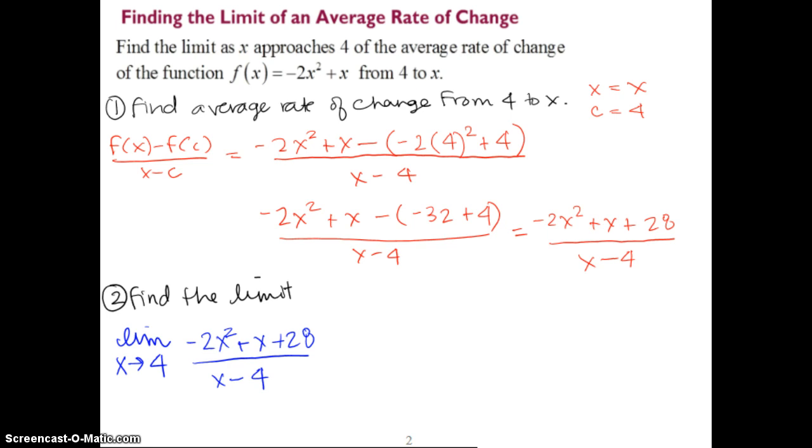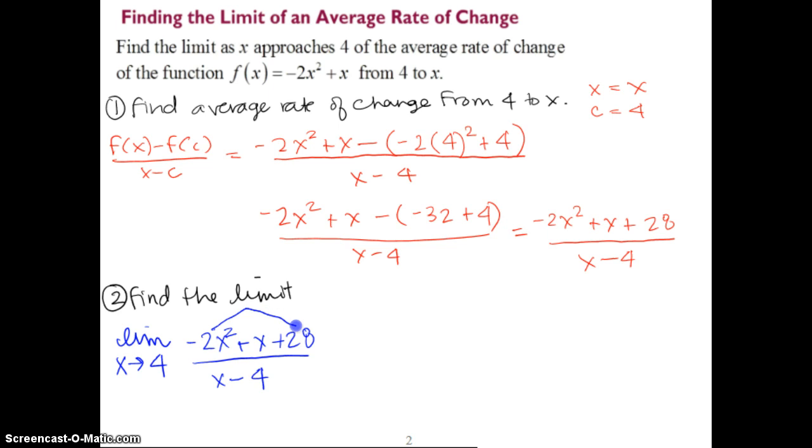Okay, so now that we're looking for the limit as x approaches 4 of this expression, if you look at the denominator, you'll see pretty quickly that if we plug 4 in for x, we're going to get a 0 in our denominator. So because of that, we need to try to factor the numerator to see if maybe we can cancel some common terms out to see if we can actually get a limit. And maybe this is a situation that would be a hole as opposed to a limit that doesn't exist.